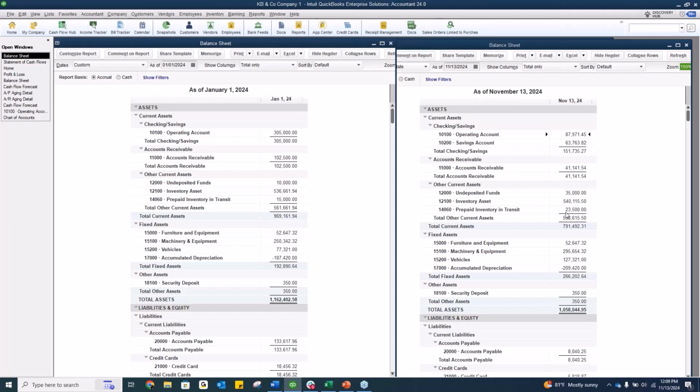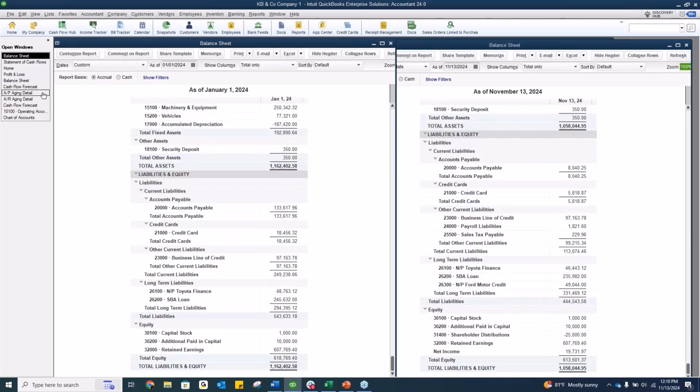Now again, think about how that number increased. I have increased the amount of deposits I've put on inventory, therefore using cash of $8,500 to cause that number to go up. That number is negative because I used cash to increase that prepaid amount.